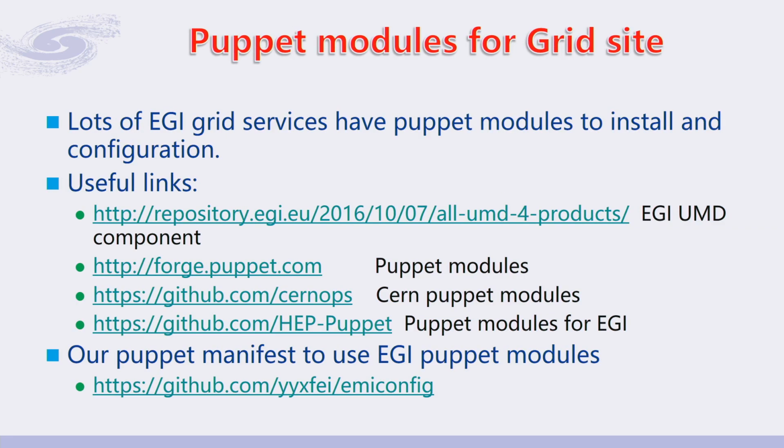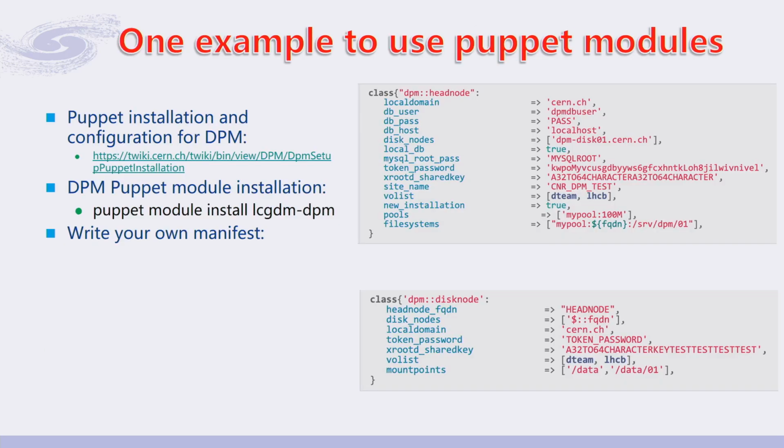And for the Puppet modules for the grid site, there are a lot of EGI grid services that now have a Puppet module to install. These are some useful links on how to use the Puppet modules to configure the grid site. And I developed some Puppet manifests to use these modules. You can look at these Puppet manifests from this link.